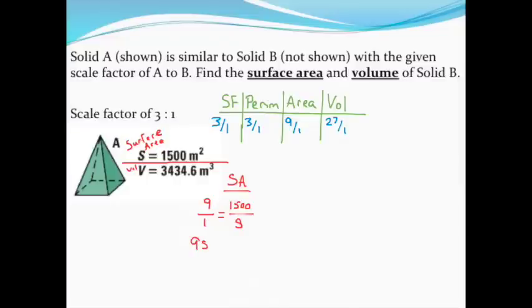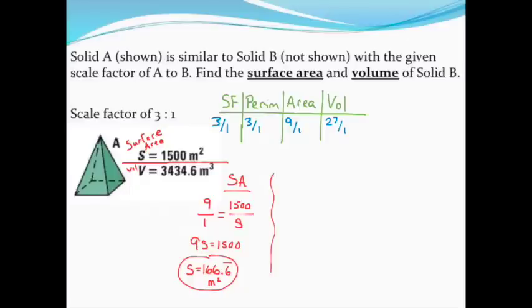So 9 times S is equal to 1500. If I divide both sides by 9, I get a surface area of the smaller figure of 166.6 repeating. Now I'll include a label since they gave me a label. That's going to be meters squared. Okay, so there's the surface area, and again I chose to use the area ratio from the chart.